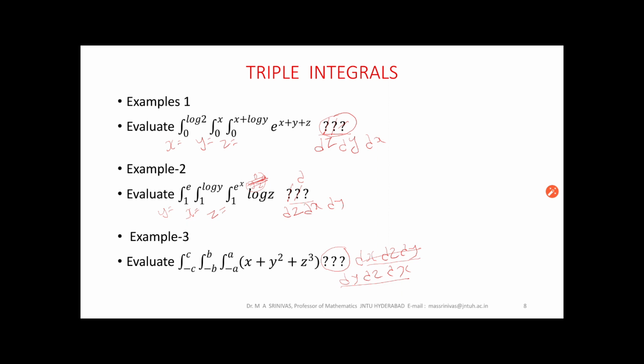All the six in general are not equal. In some cases they may be equal, but generally they are different. So even if the limits are constants, if you change the order, the values you'll get are different. But if you write dx, dz, dy, or dy, dz, dx while writing, and simultaneously change the integral limits accordingly, then you will get the same answer. Anyway, while evaluating those questions, I'll explain to you. So let us first evaluate the first question.